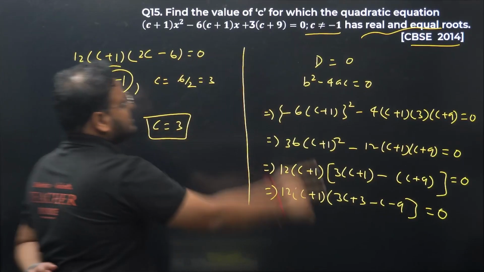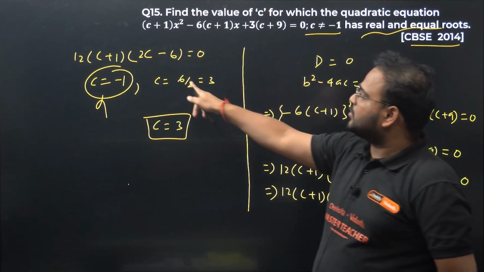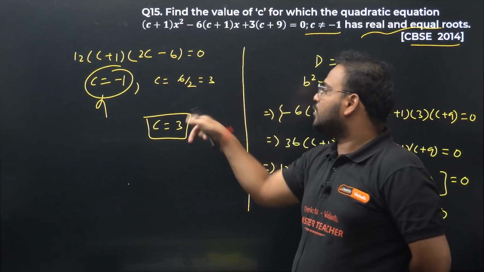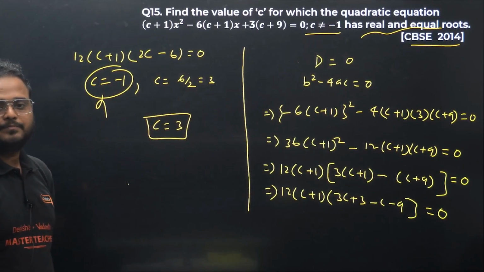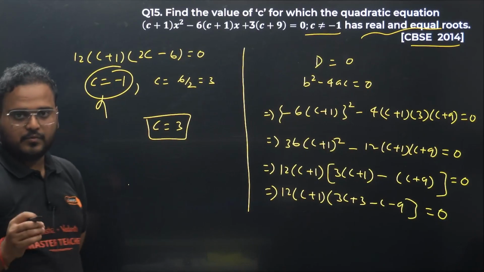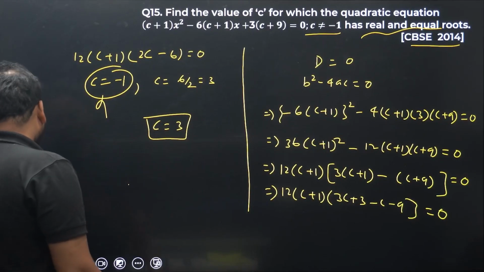They have given that c cannot be equal to minus 1. It means we have to take the other answer, which is 2c equals 6. It means c equal to 3. C equals 3. Please check. 15th is over. It's a good question. Okay, now moving on to question number 16.